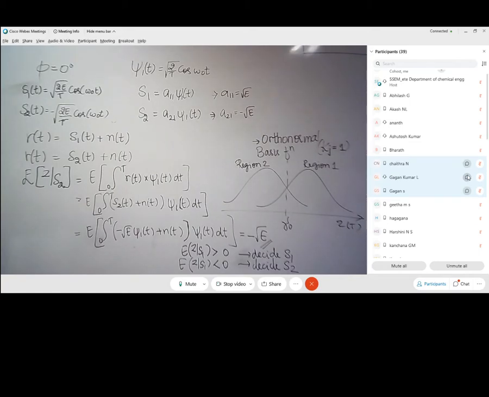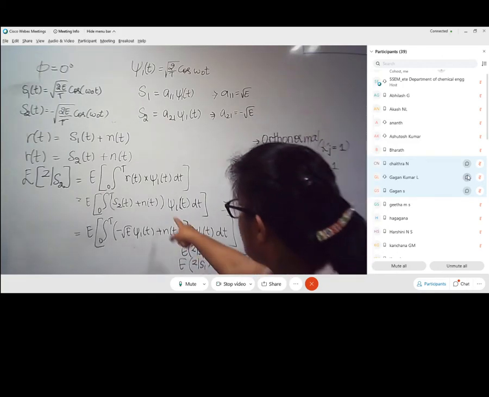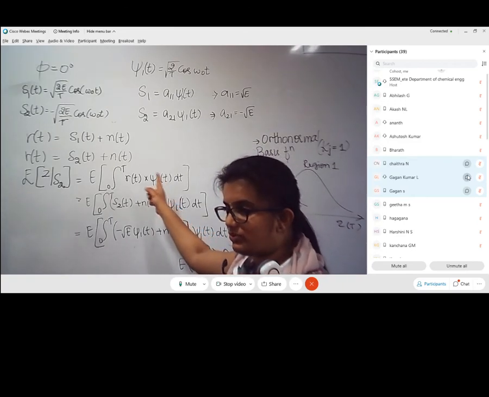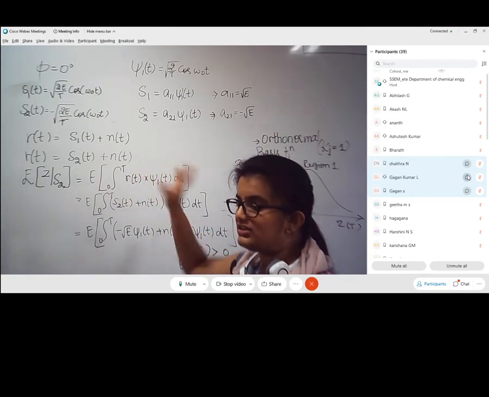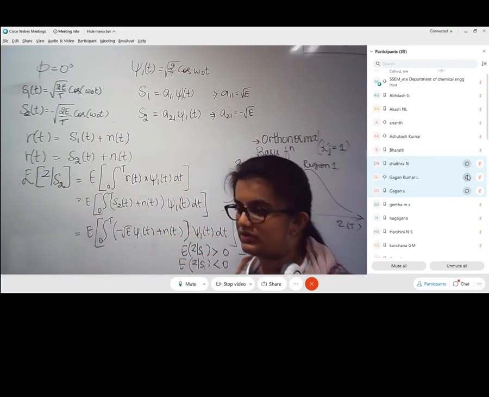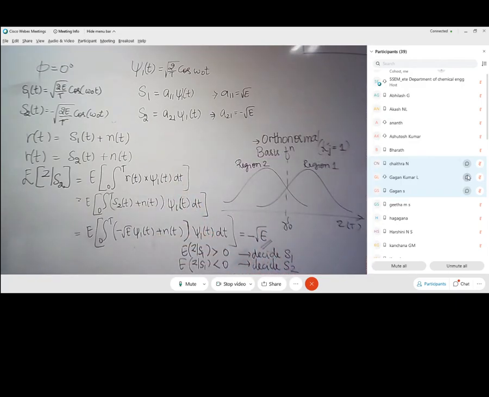I am going to stop over here. This is an analog method, to be very specific. Why? We take the basis function, multiply it with the received signal, and then integrate it over one symbol period. Therefore this is an analog process.